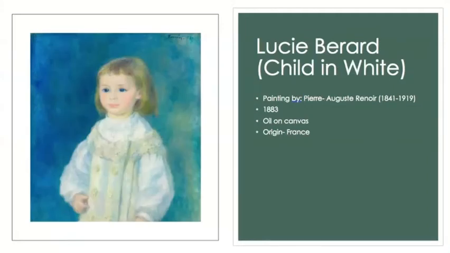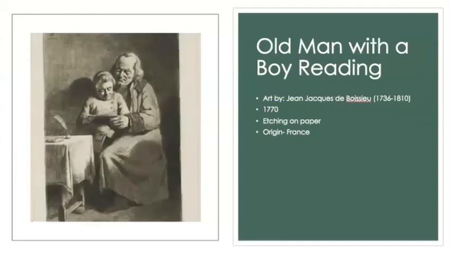The next painting I chose is Lucie Berard, Child in White. It's a painting by Pierre-Auguste Renoir. It was made in 1883. It's an oil on canvas, and its origin is France. One of the things I really like about this painting is, yet again, it reminds me of childhood innocence. Innocence is normally associated with the color white, and the child in the painting is wearing that color.